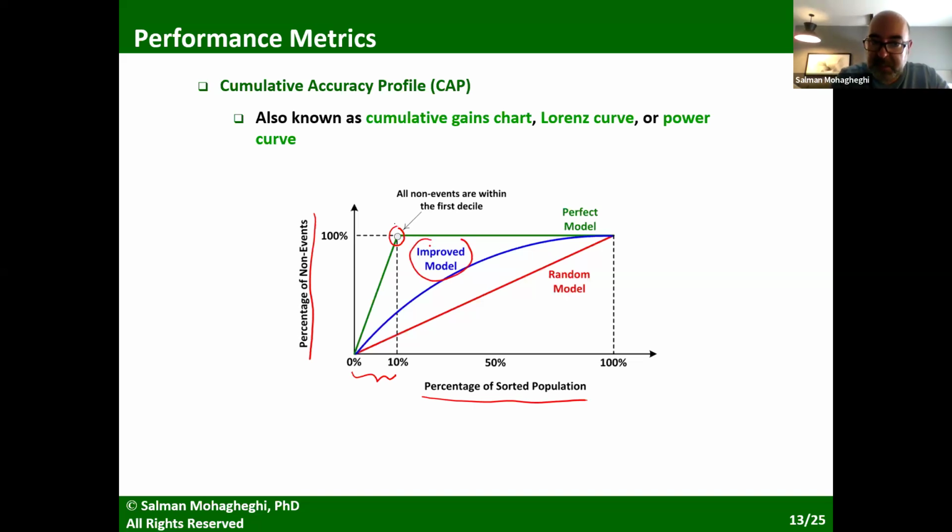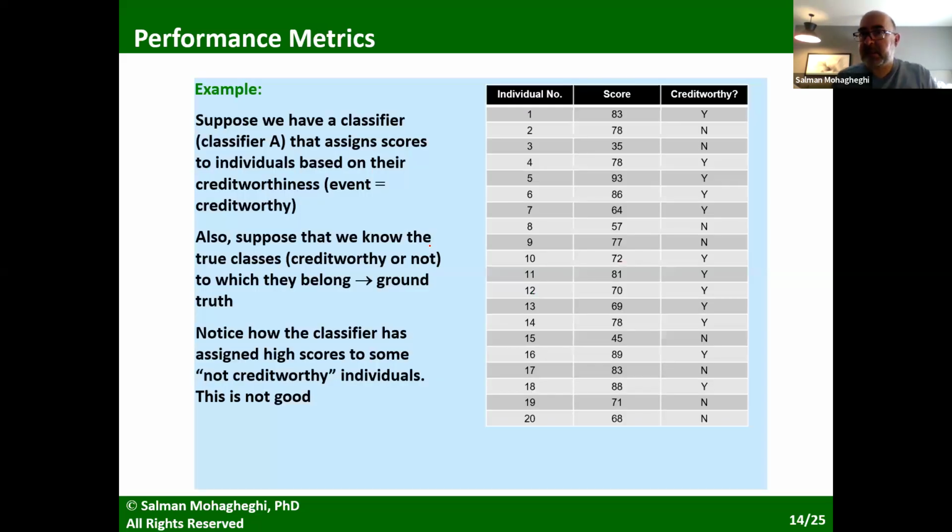So this blue model is going to be improved compared to the random model. Let's look at this through an example so it makes better sense. Imagine I have a classifier, which I'm going to call classifier A, that assigns scores to individuals based on how creditworthy or not creditworthy they are. So the event of interest in this case is the person is creditworthy. And ideally, higher scores indicate creditworthy and lower scores indicate not creditworthy.